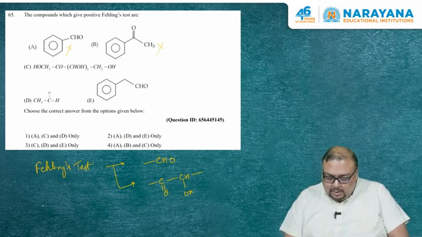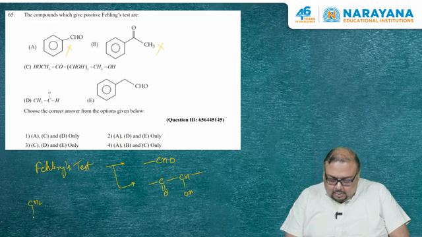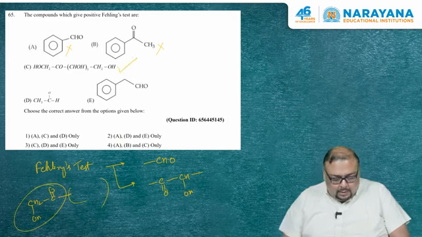Option C is an alpha hydroxy ketone. If you see it, it is like CH2OH, C double bond O, and then the rest of the molecule. So due to this group, it will give the Fehling's test.